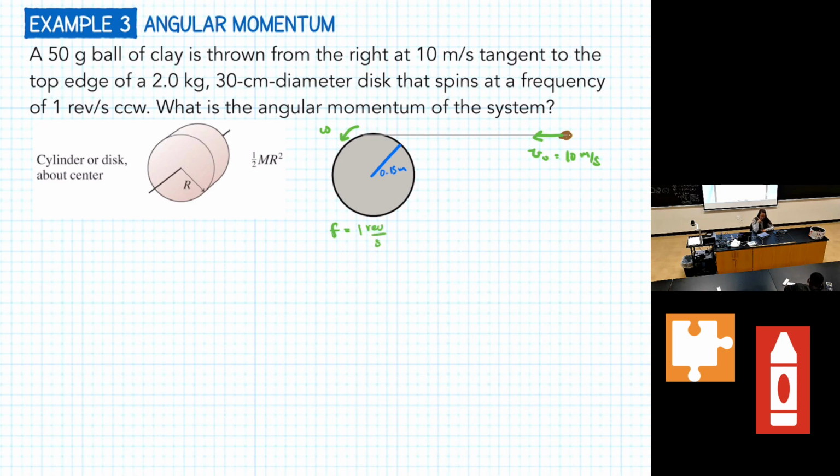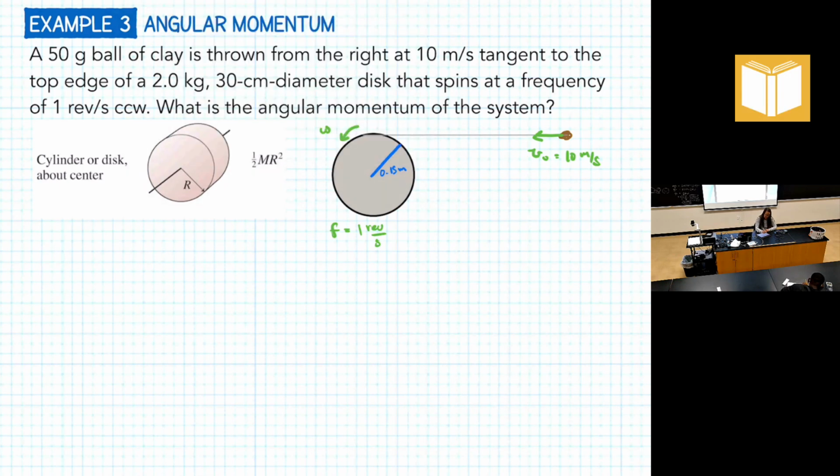Okay, so we want to know the total angular momentum of the system, which means we're going to find the angular momentum of the spinning disk and then also the angular momentum of the clay. So we'll start with the disk. So L is equal to I omega. This is for our disk.